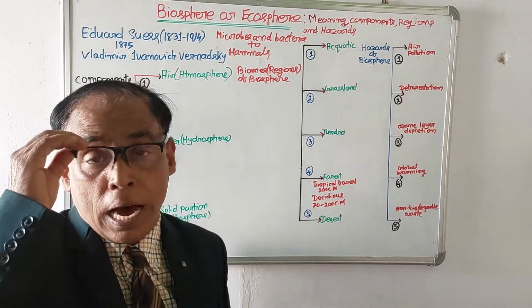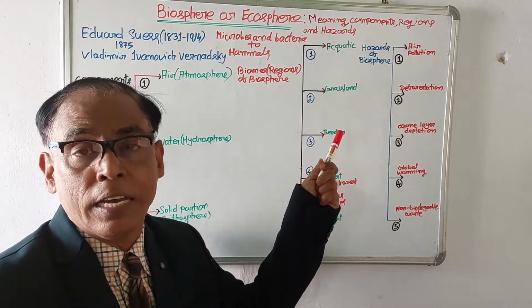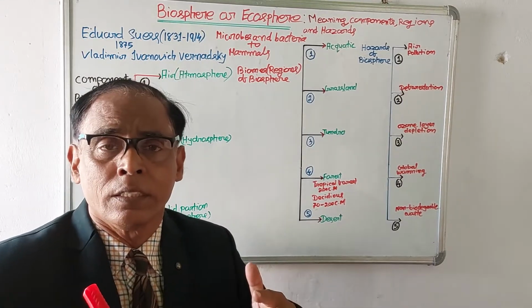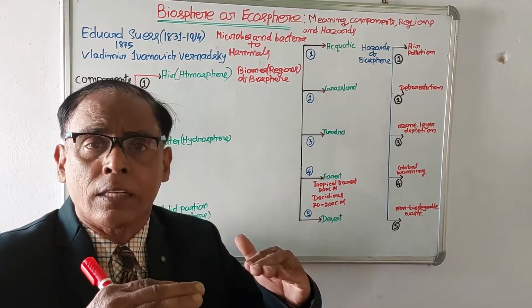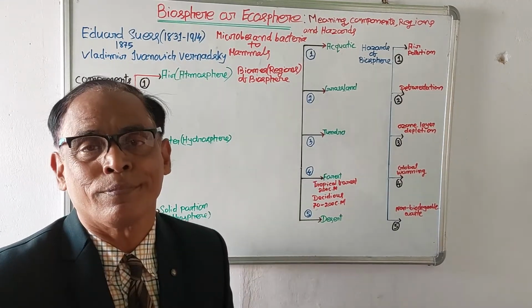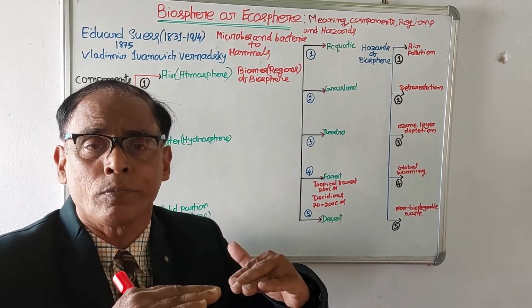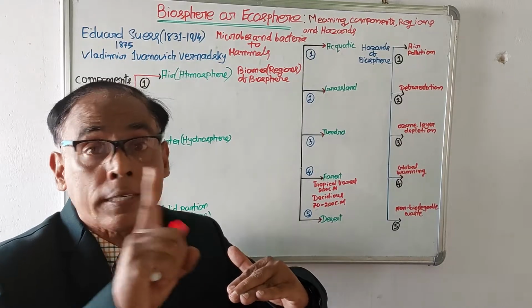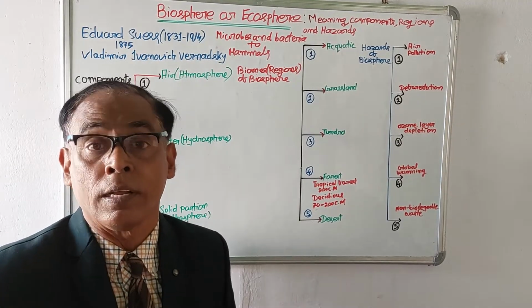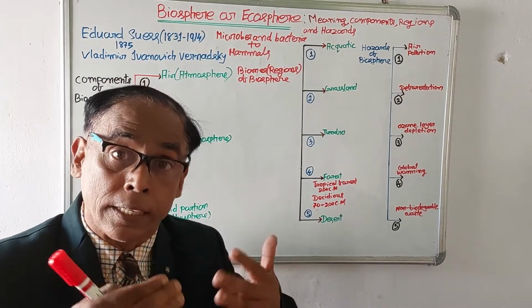Another region of the earth, or biome of the earth, where life exists is known as the grassland. Grassland means those areas of the earth where grasses are found, not tall trees. In those areas of the earth where grasses are found, but not tall trees, it is known as the grassland. In grassland also, life exists. Life is there. Living beings are there.